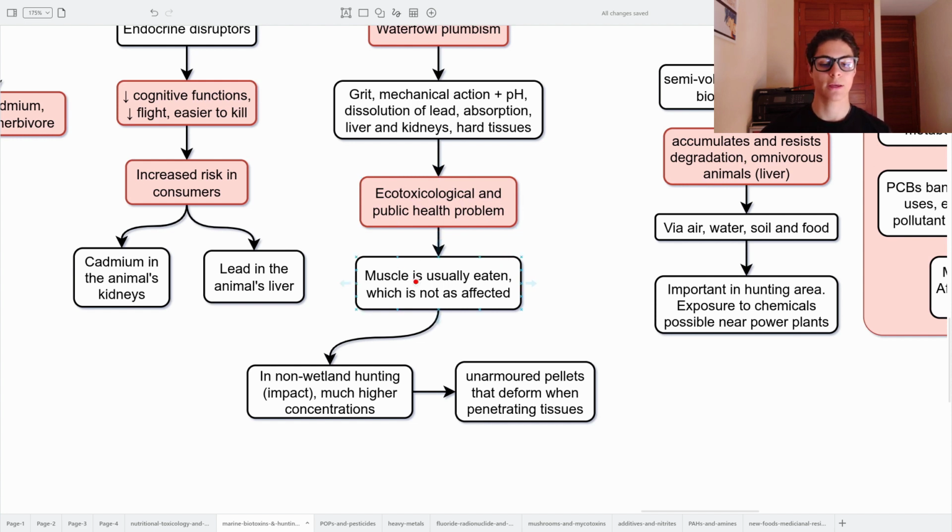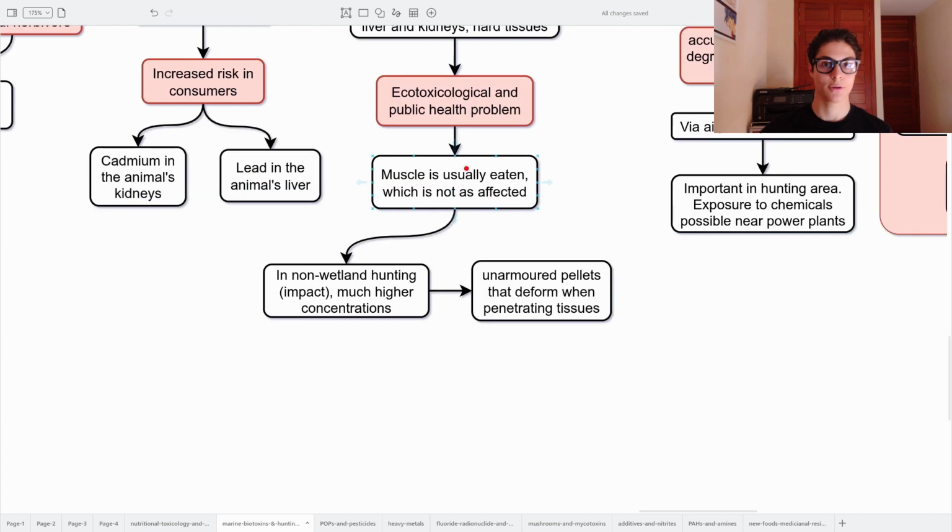Fortunately enough, we eat mainly the muscle of the animal, which is not as affected as the other organs, such as kidneys and liver. And you also have to know that in non-wetland hunting, there is an impact of much higher concentrations of lead. This is because unarmored pellets deform when penetrating the tissues of the animal, and therefore the accumulation of lead is even higher.